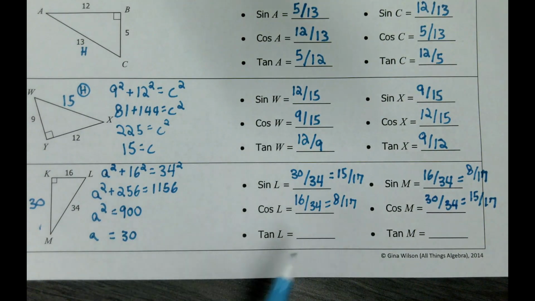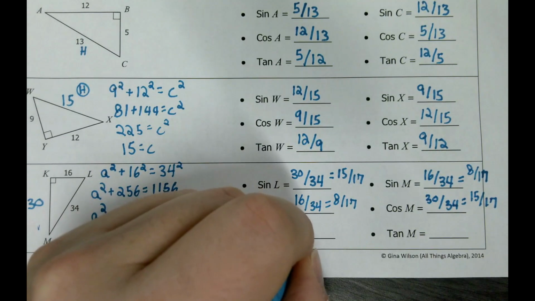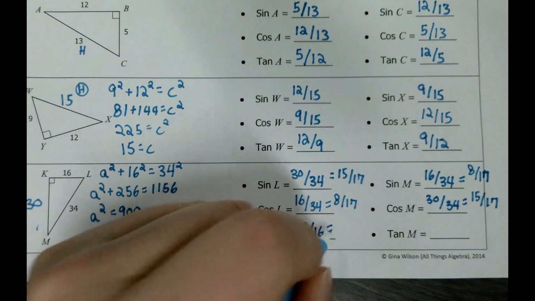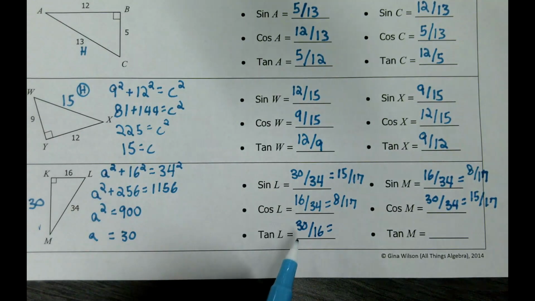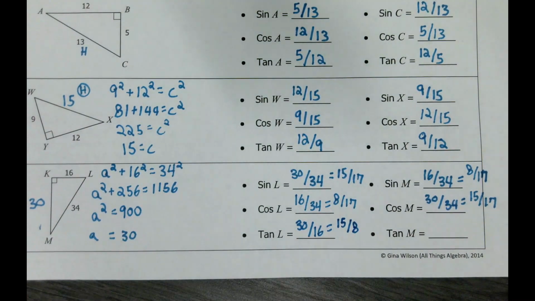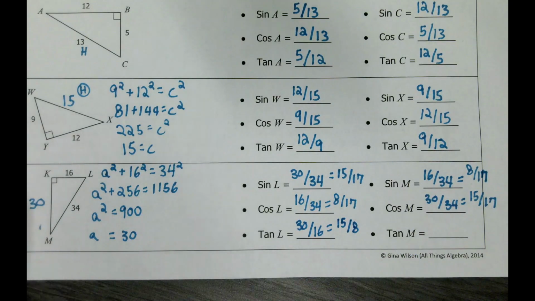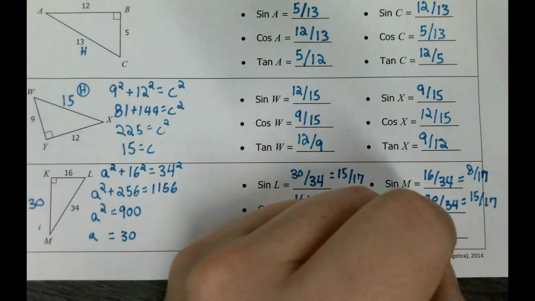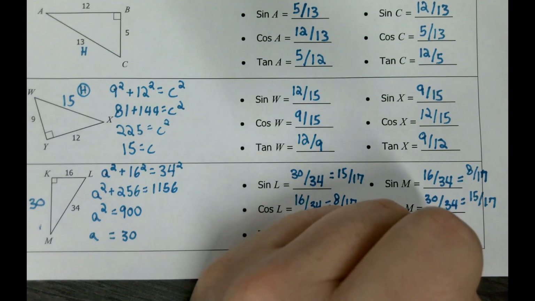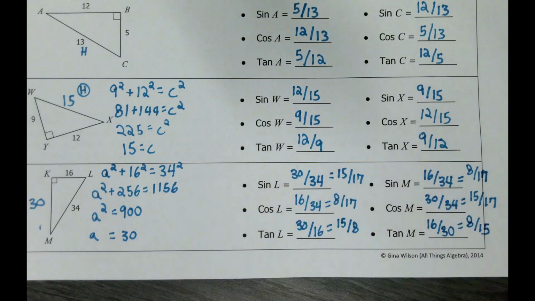And finally, for tangent, opposite of L is going to be 30. Adjacent is going to be 16. Again, we can divide both of those by 2. That'll be 15 over 8. And again, this should be the reciprocal, but let's double check. Opposite is 16 over the adjacent of 30, which again is going to simplify to 8 over 15 now.